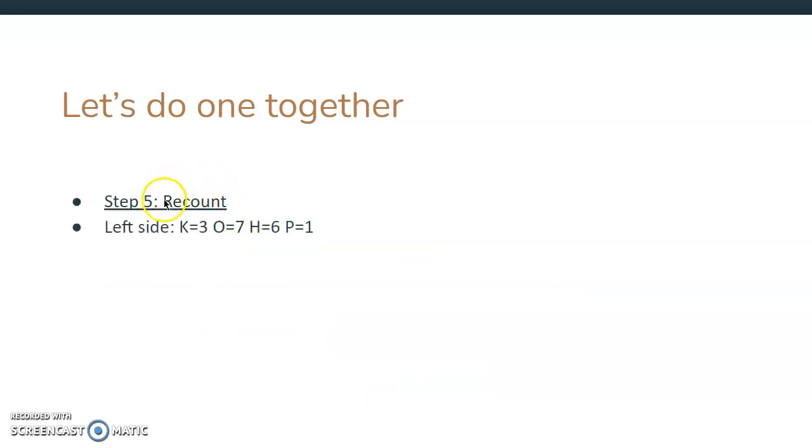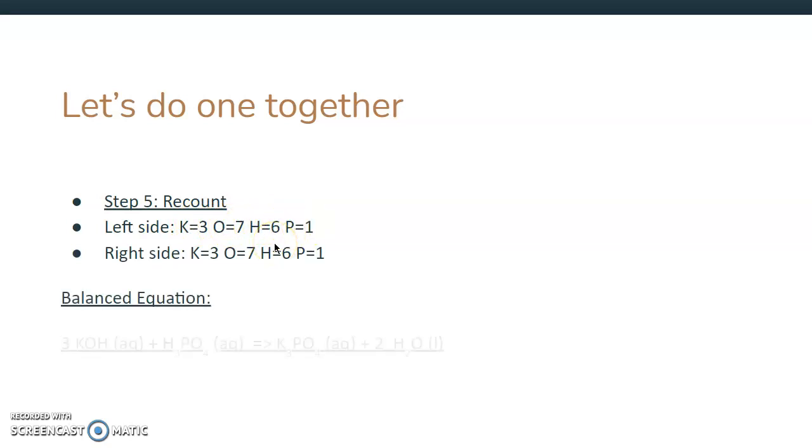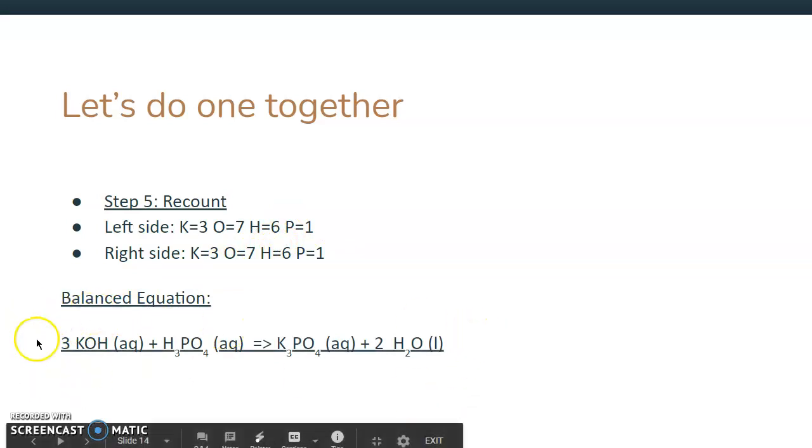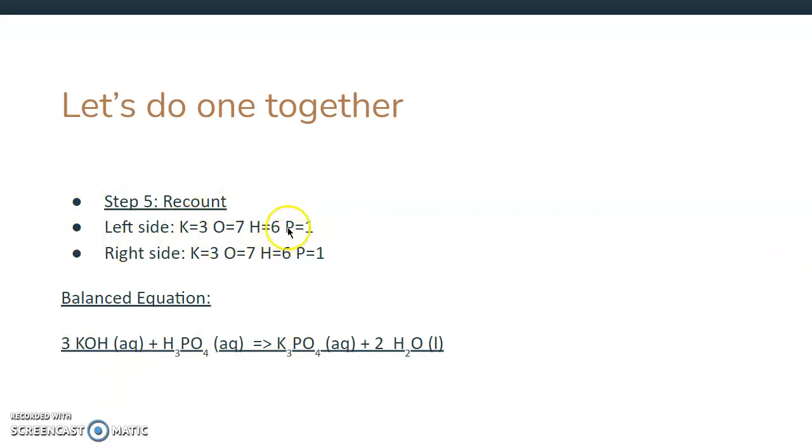So step 5 then is to recount. Our left side is now at 3 K's, 7 O's, 6 H's, and 1 P, and our right side is the same. So we have completed and made a perfectly balanced equation. If we are continuing our recount and never get to them being the same, it is not balanced. So this is how we know we're done.